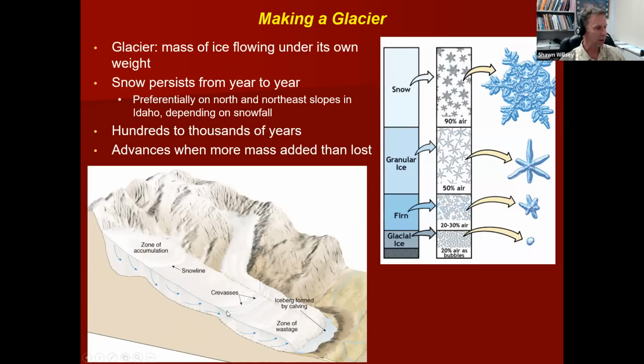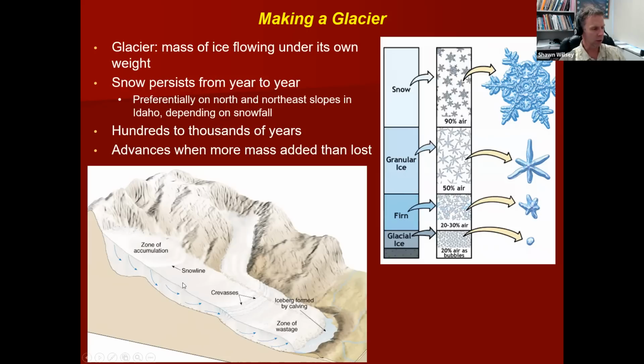And so in the diagram here at the bottom left, we can see just a diagram of a glacier. And the place at the top of the glacier, up to the top of the mountain, that's the area where we actually add more mass, more snowfall, which turns into ice that sort of feeds the glacier. That's what we call a zone of accumulation.